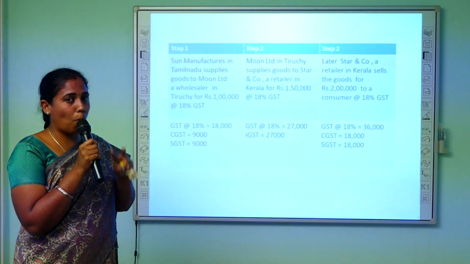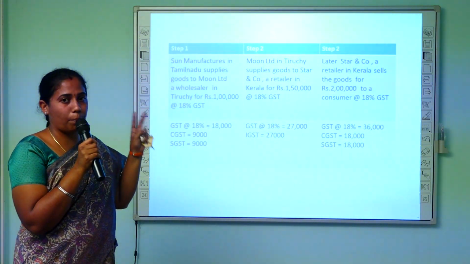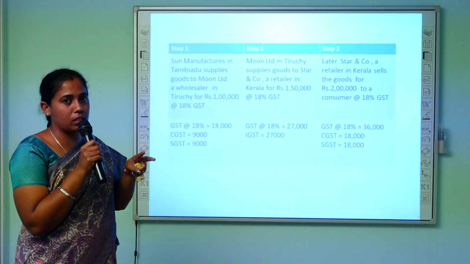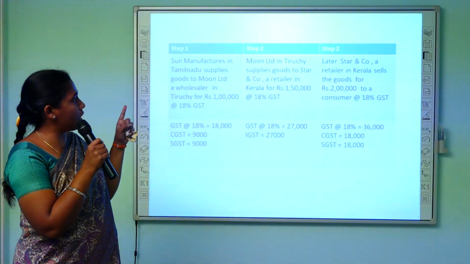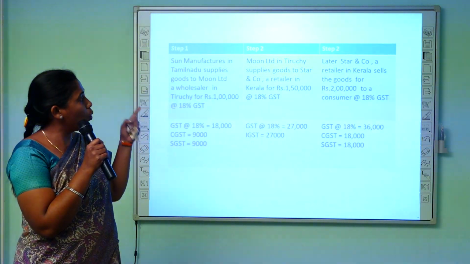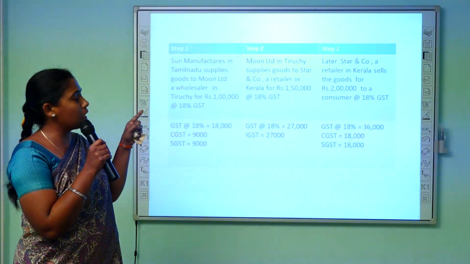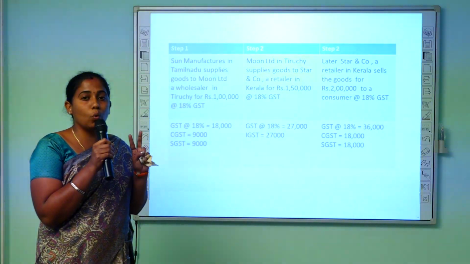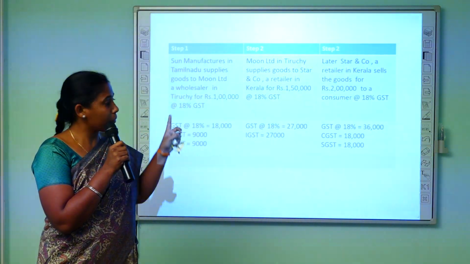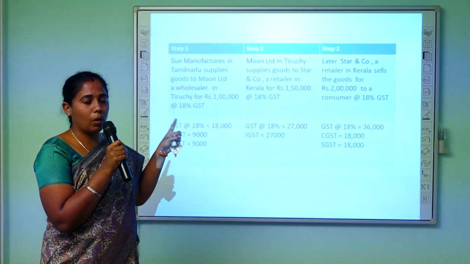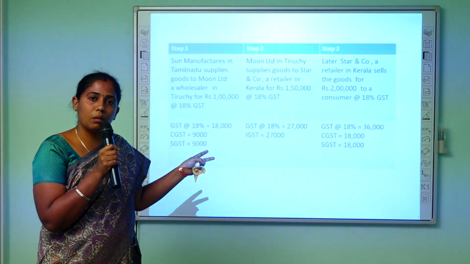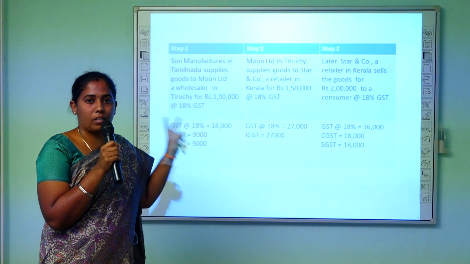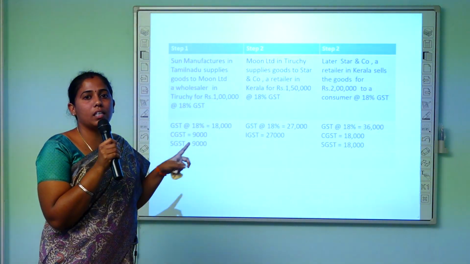So you have to see 2 points. One is the point of supply from where the goods originate, and the other is the destination. The point where the supply initiates is in Trichy, in Tamil Nadu. Where the goods reach is in Kerala. So 2 states are connected here, Tamil Nadu and Kerala. So automatically, this becomes an interstate transaction.